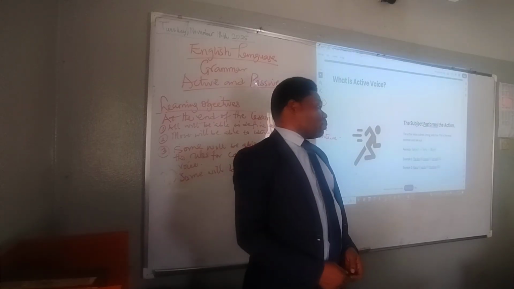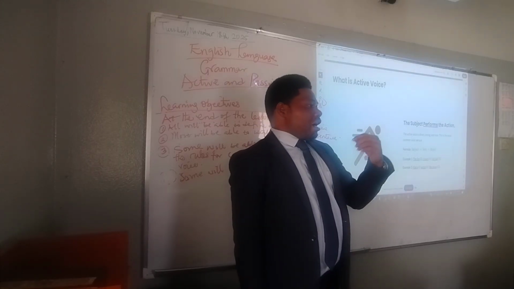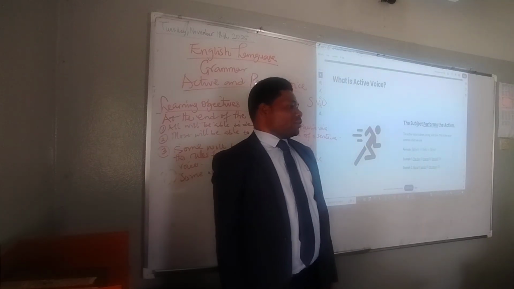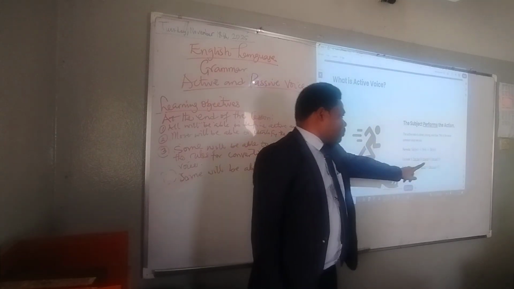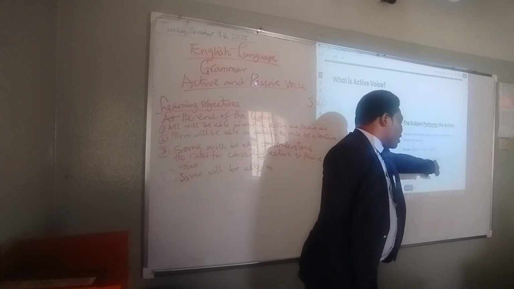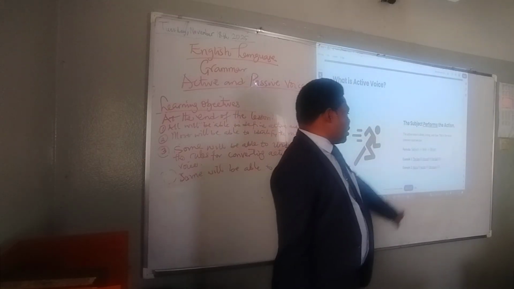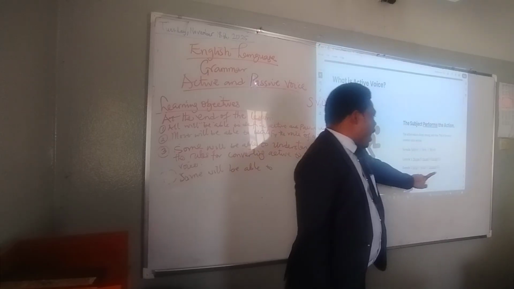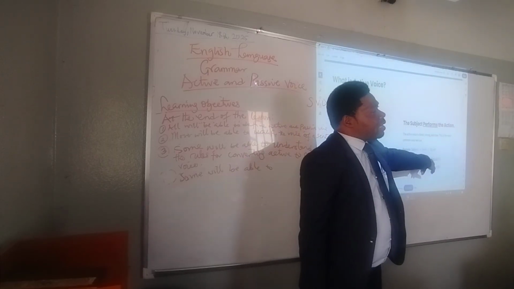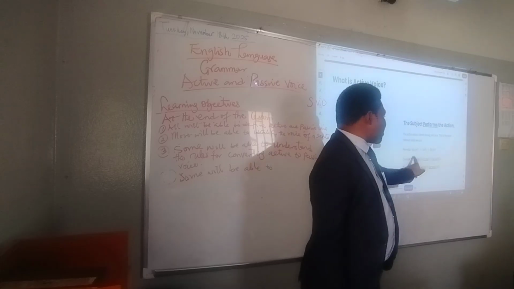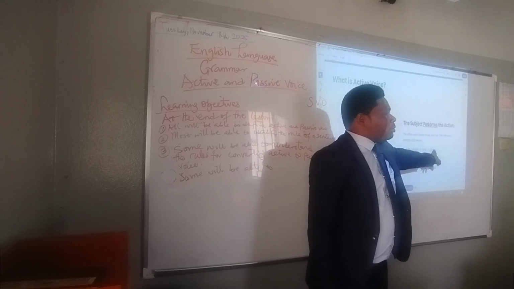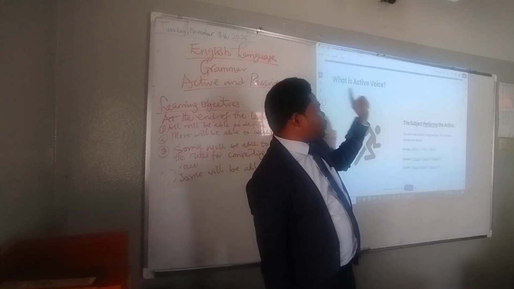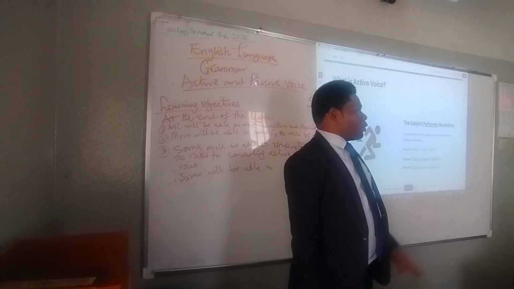For instance, when you speak, you say, the dog chased the ball. The dog is the subject, chased is the verb, the ball is the object. Now the dog is the subject performing the action of what? Chasing. And then the action is received by the ball, which is the object. So that makes it subject, verb, and object. Wherever the subject performs the action in the sentence, we describe such as what? Active voice. Do we understand?